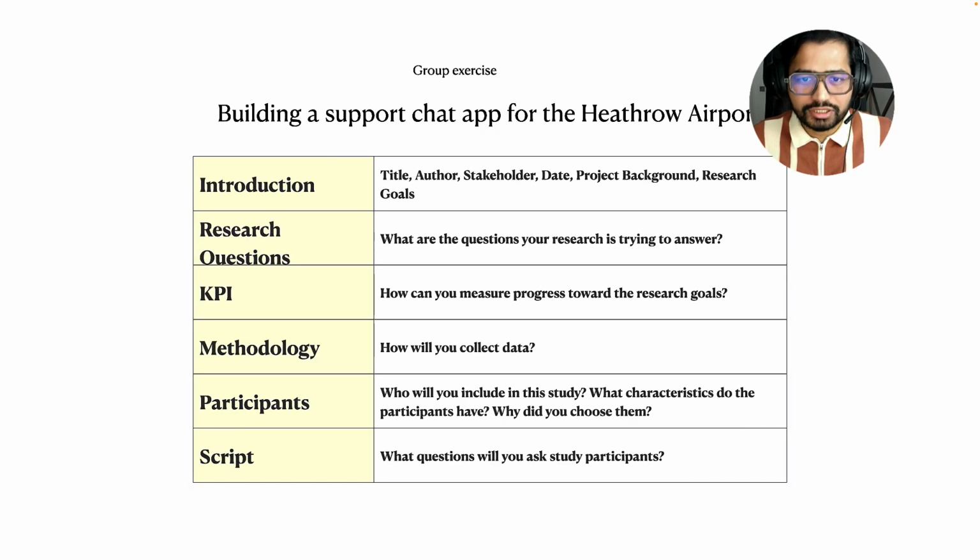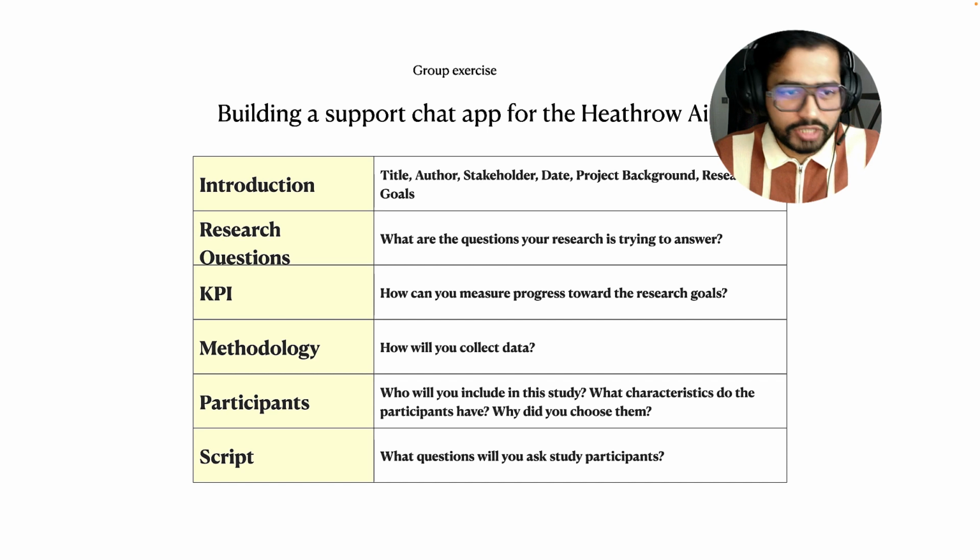Depending on this, let's do a group exercise: building a support chat app for Heathrow Airport. You're going to first do an introduction, the research question, the KPI, the methodology and participants, and the script. So let's divide into the same groups and then see what answers you come up with.